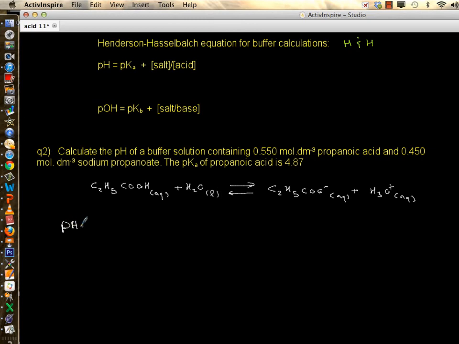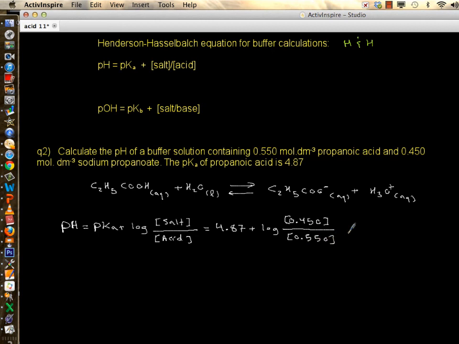Now you can do an ICE calculation, or you can simply, if you have memorized this, by solving a few buffer questions, it will be memorized, use pKa plus log of the concentration of your salt, which is your conjugate base, divided by the concentration of your acid. pKa is given in your booklet, or in this question it's given as 4.87, plus log of, now what is the concentration of the salt? Sodium propanoate is 0.450, that's your numerator, and the concentration of your acid is 0.550.